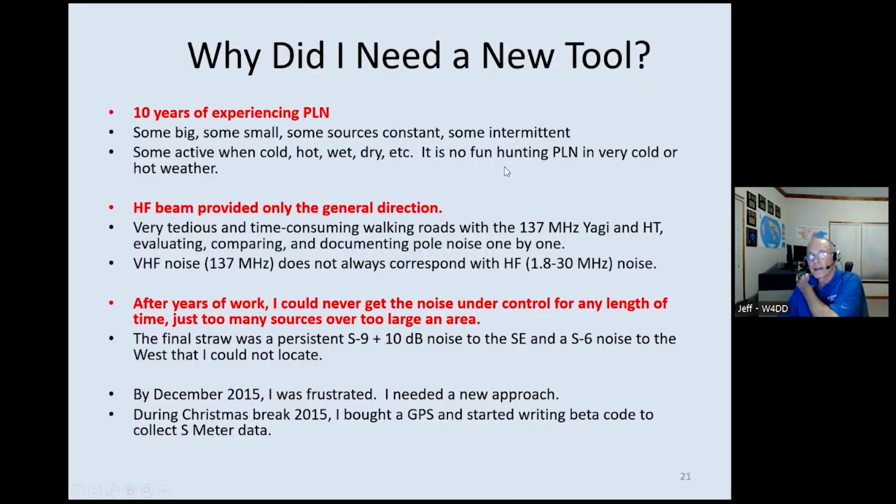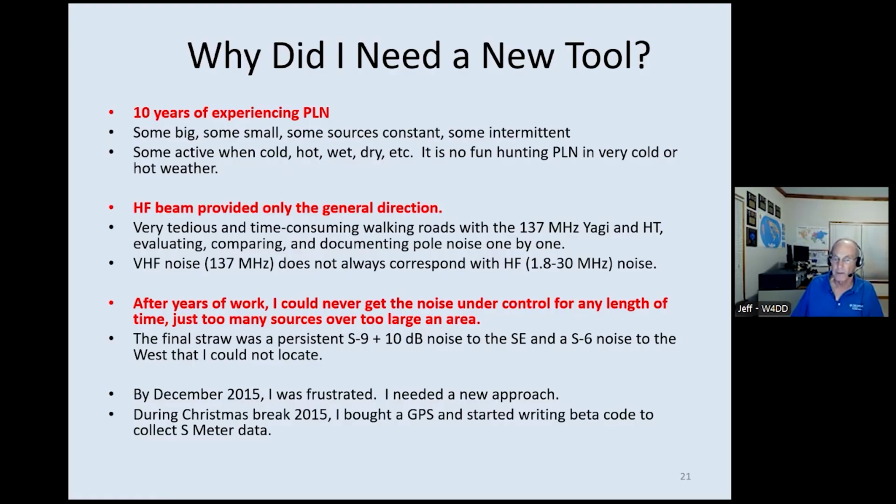So why did I need a new tool? Well, I had about 10 years of experience in PLN, and some were big, some were small, intermittent, and it was during really cold weather. I remember one day I was out there, it was about 20 degrees and 20-mile-an-hour wind. It was just no fun at all. My HF beam provided a general direction, and then my HT combination, I could go out and find a pole, and they'd come out and fix it, and then it'd be okay for a while, and it'd come back. And it was just kind of getting frustrating trying to keep up with the PLN.